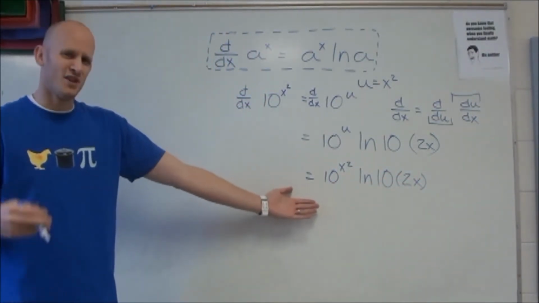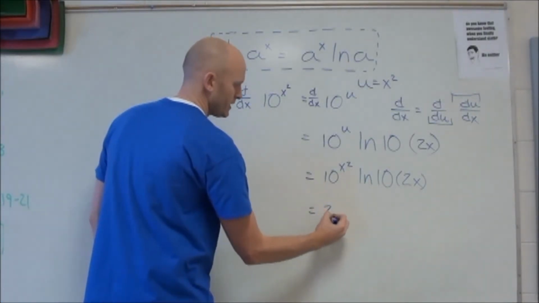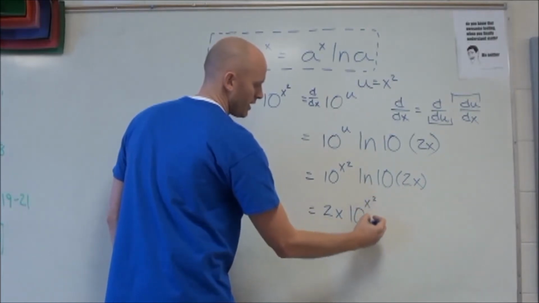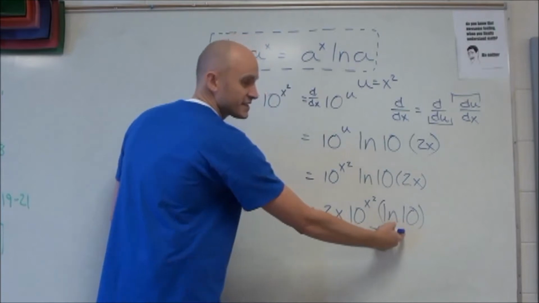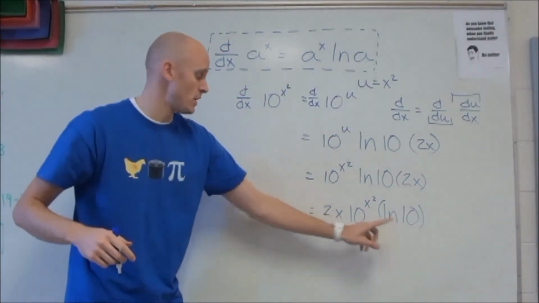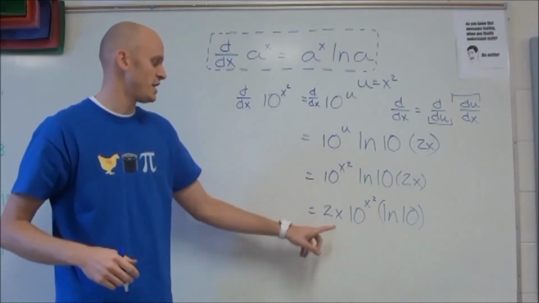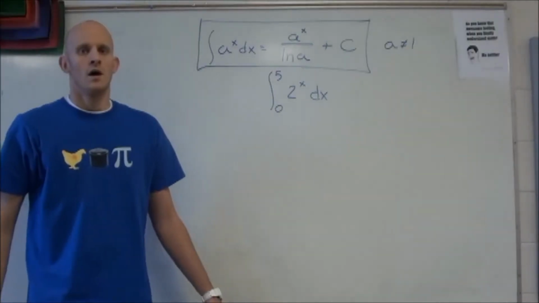Moving that around a little bit, if you would like, we can simplify and bring the 2 to the front. It would be 2x multiplied by 10 to the x squared multiplied by the natural log of 10. This is a constant. It's a number. We have 10 as the base of an exponential function, and we have 2x. All of those things are multiplied together.